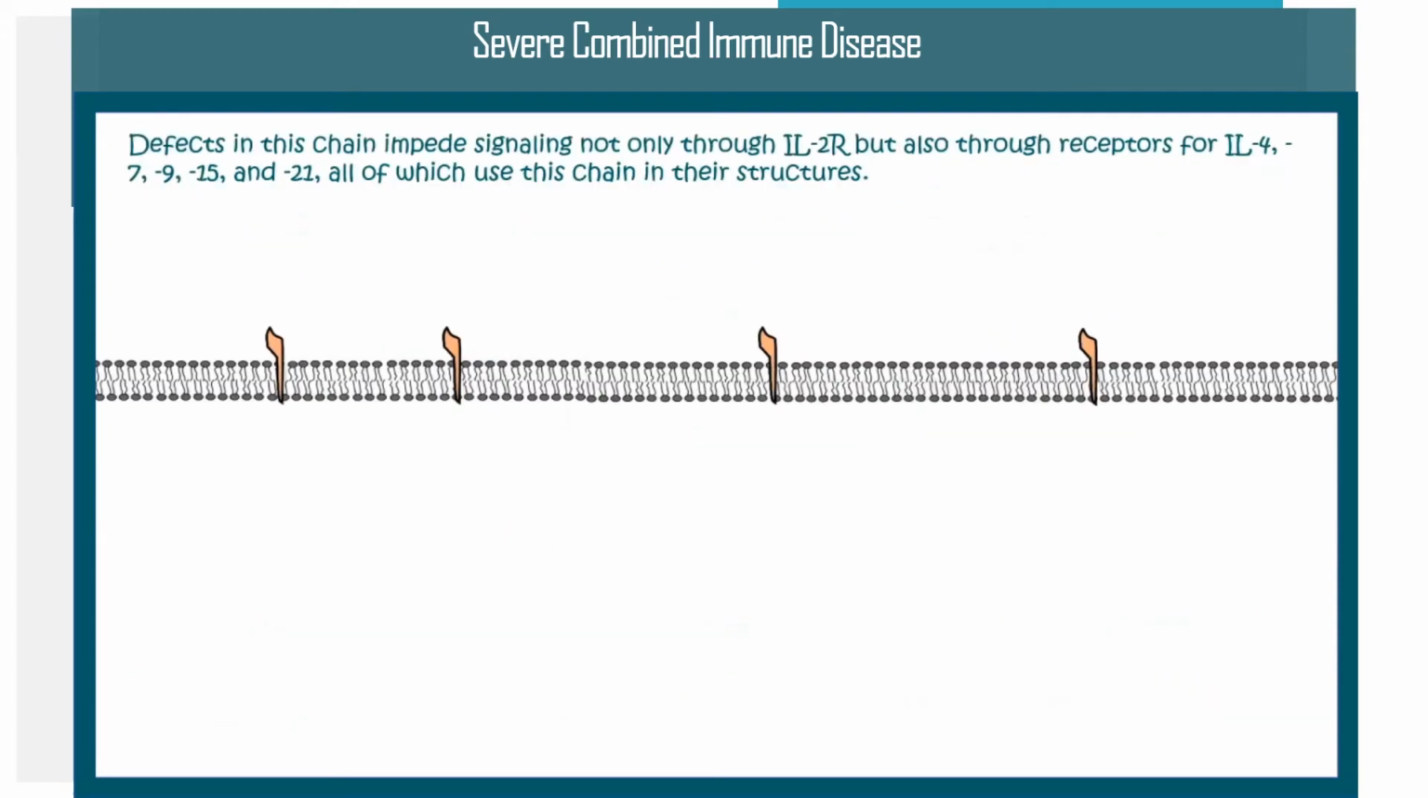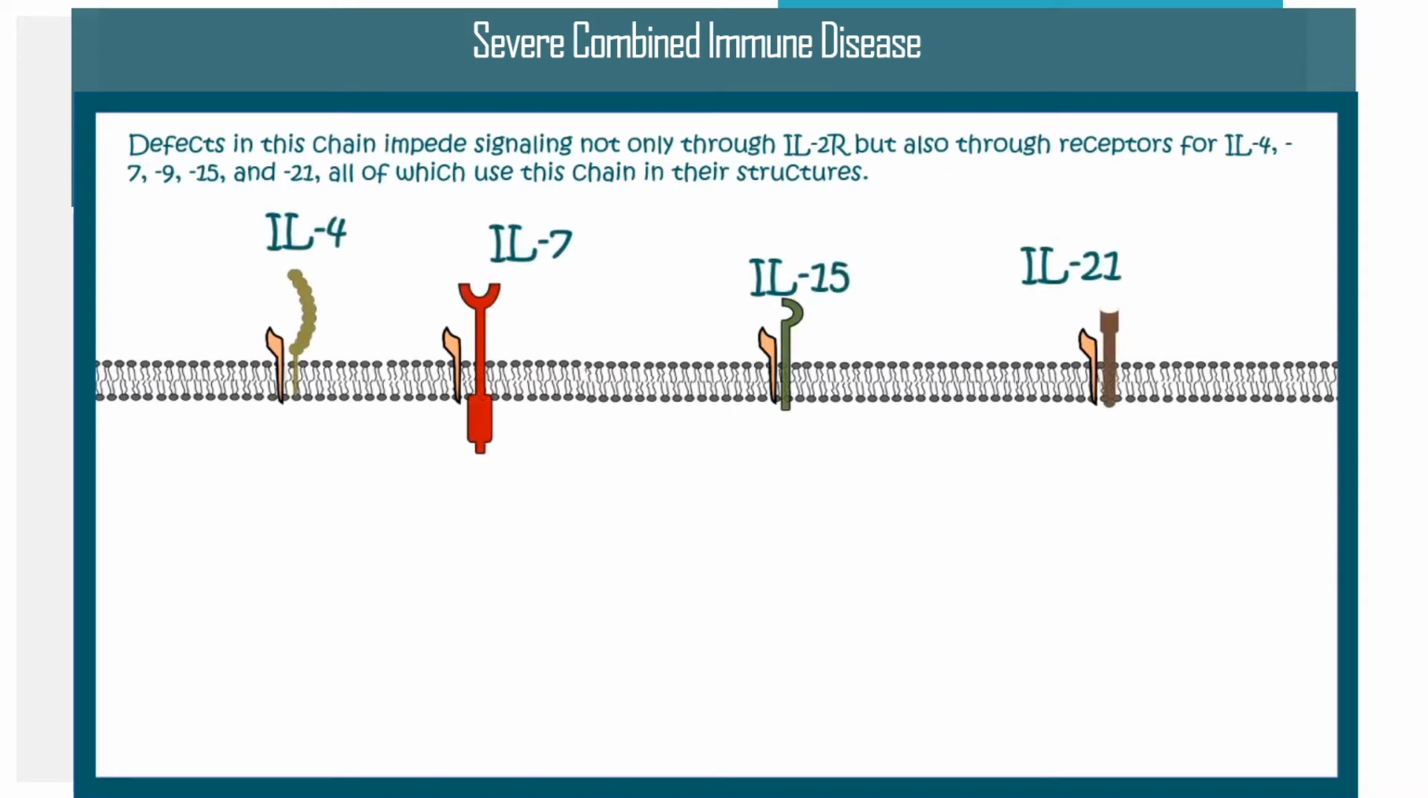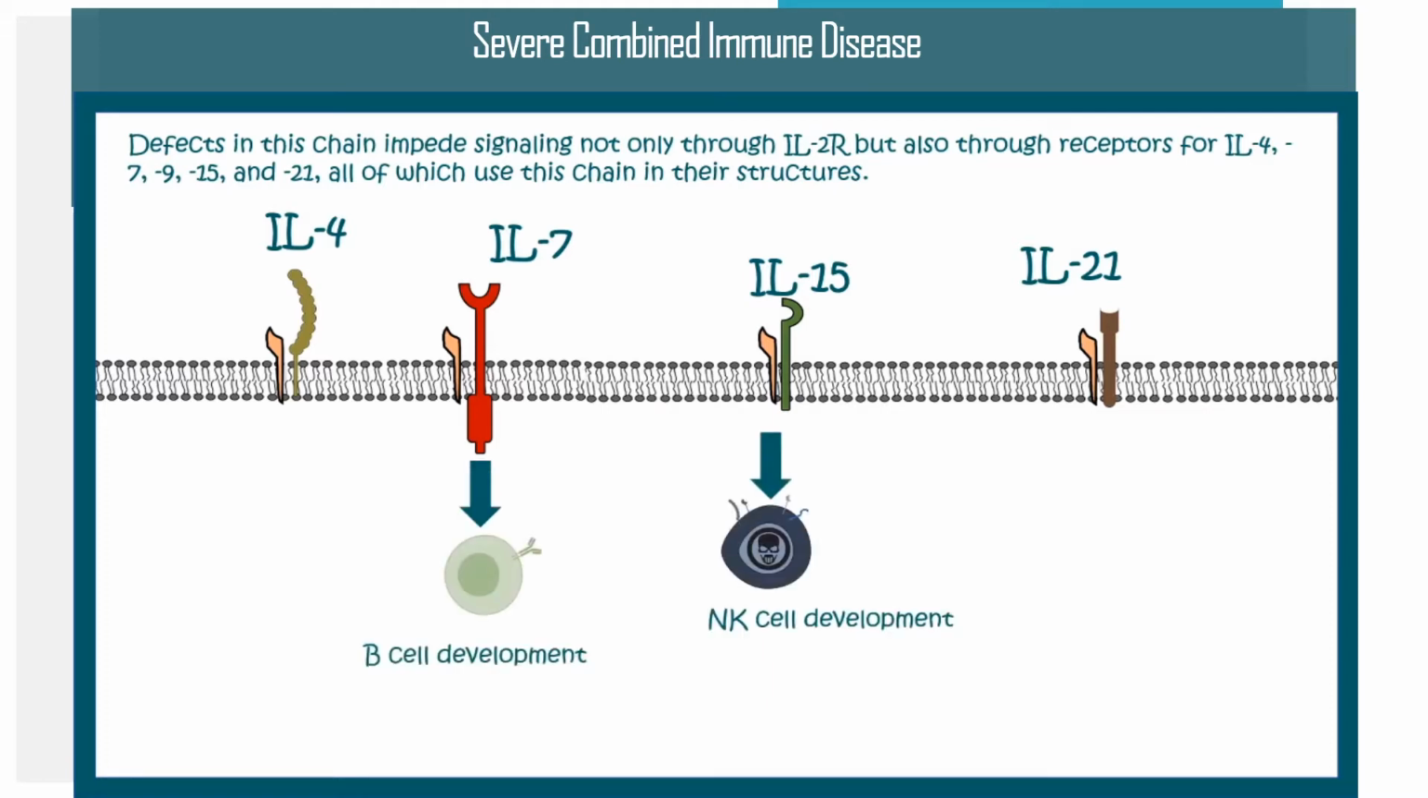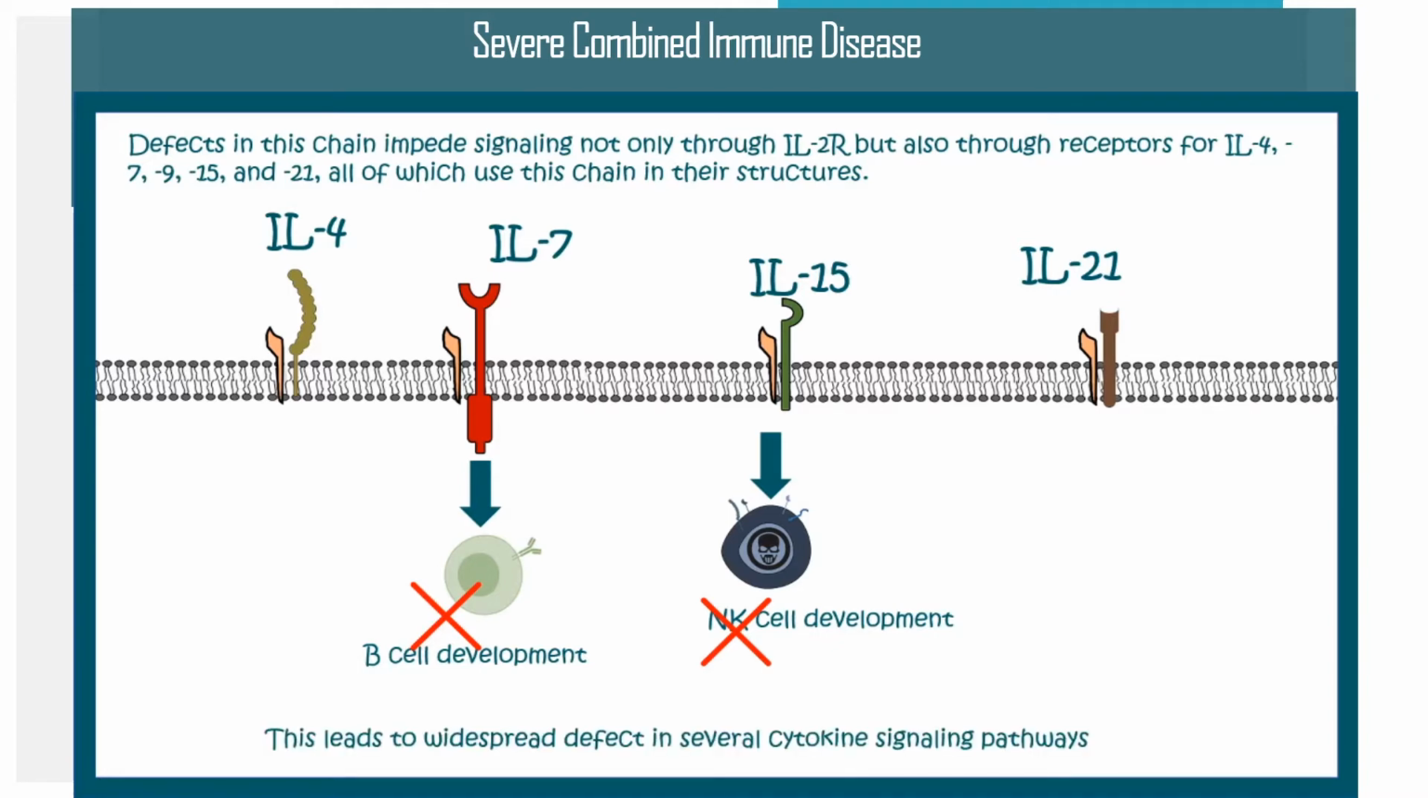Next, let me tell you that this gamma chain is actually a common chain of several interleukin receptors such as IL-4, IL-7, IL-15 etc. So obviously, IL-7 is really important for B cell development, whereas IL-15 is important for NK cell development, so in absence of IL-7 mediated signaling or IL-15 mediated signaling, NK cell and B cell development could be abrogated. So the immune system would be compromised in various ways.